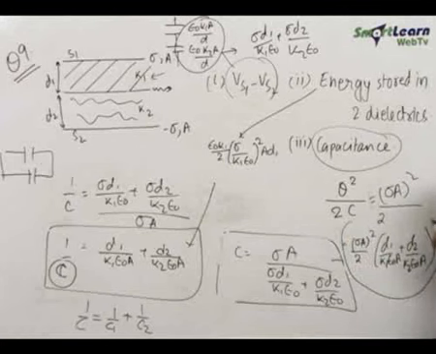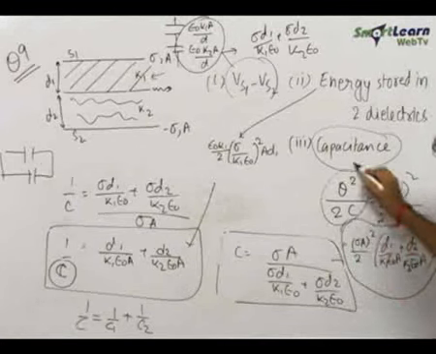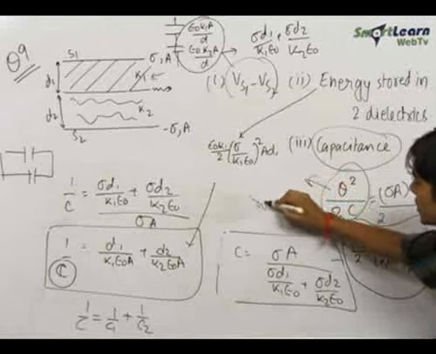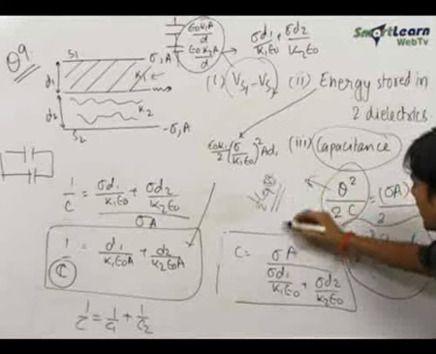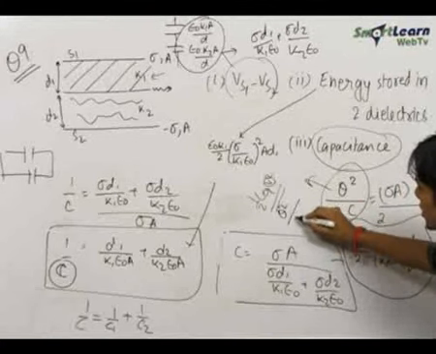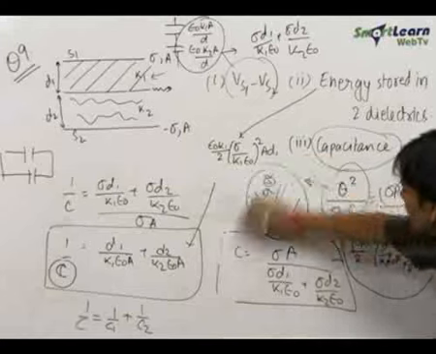This is the total energy stored in the two dielectrics, using the formula for energy of a capacitor, that is equal to half of C equivalent into V square. You could have used this also, where V is the potential difference across the two plates, or you could have used total charge whole square upon 2C. Both these formulas are applicable.